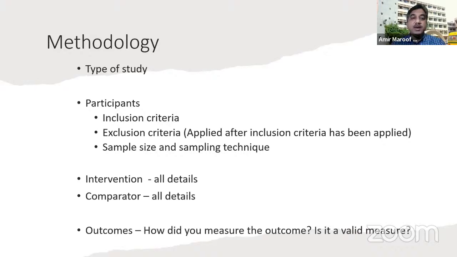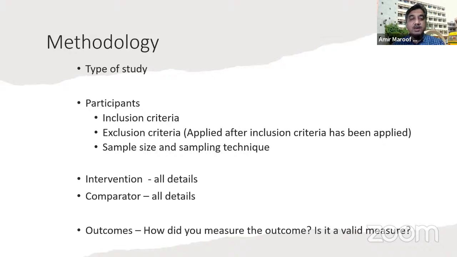Usually we see people writing about inclusion criteria that 15 to 40 years of age group will be included. That's fine. Then in exclusion criteria, we see less than 15 and more than 40 will be excluded. Now, this is a wrong practice. Why? Because once you have included, out of those whom you have included, exclude from that only.